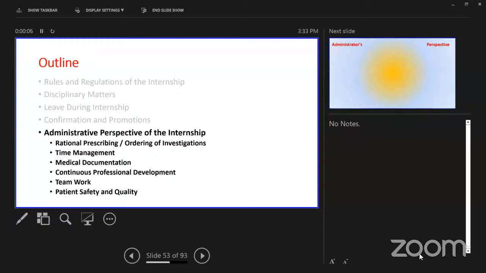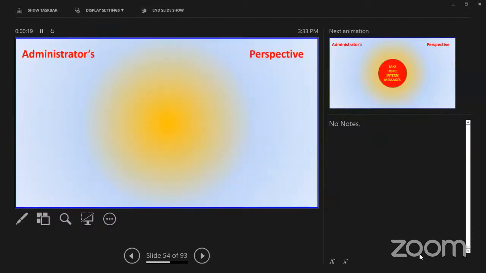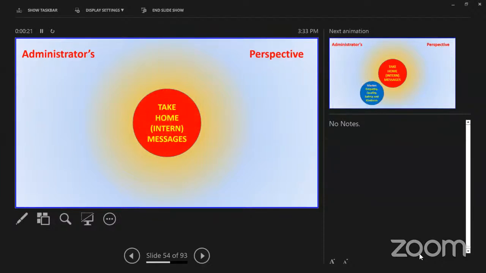Okay. I'm going to talk about a few things that administrators expect from an intern. Very few things, on the administrative perspective of internship. There are a few take-home messages, very important things. Our market is actually our customers, our patients. So treat them with empathy. Consider quality, safety and kindness.